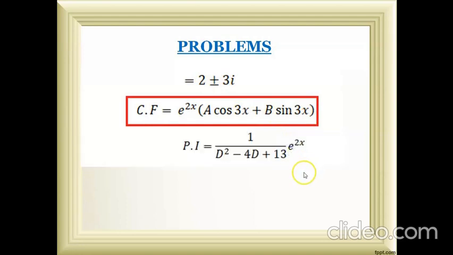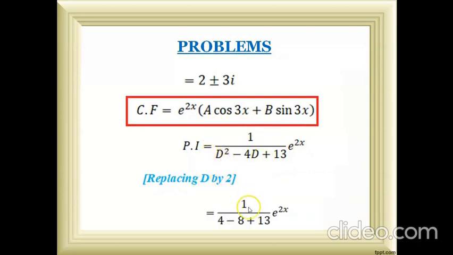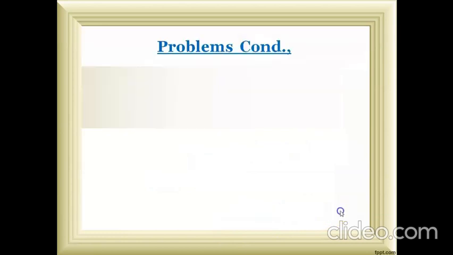So let us move on to the particular integral. For the particular integral, we develop 1 by function of D into the RHS value. In exponential form, we replace D by 2 in the denominator for all the D. After replacing, it is 4 minus 8 plus 13 into e power 2x. Finally, I get the value 1 by 9 into e power 2x. Here the denominator is not equal to 0, so we got the final answer.